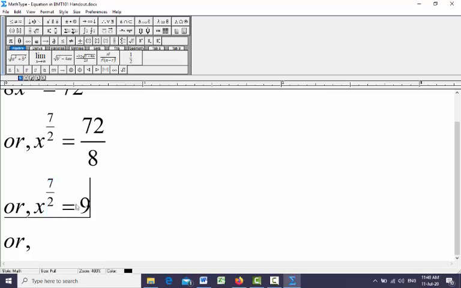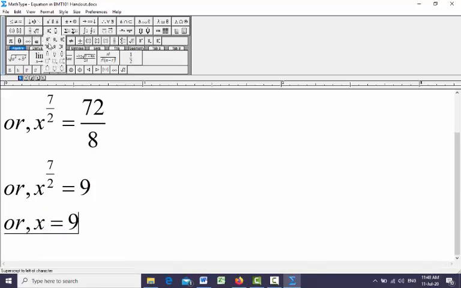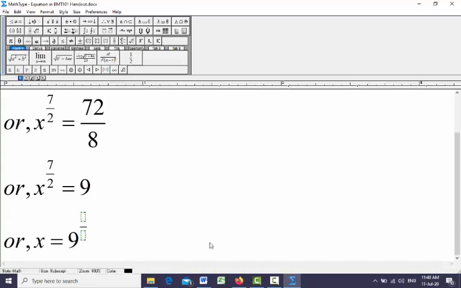So this power we will move from left hand side to right hand side. But always remember, power moves from one side to the other as power, but it will be reversed. We will get the inverse of that power. Here we had 7 by 2, but when we move it to that side, we will get 2 by 7.